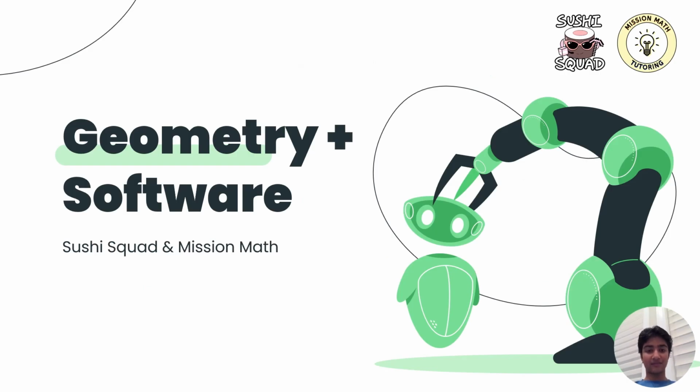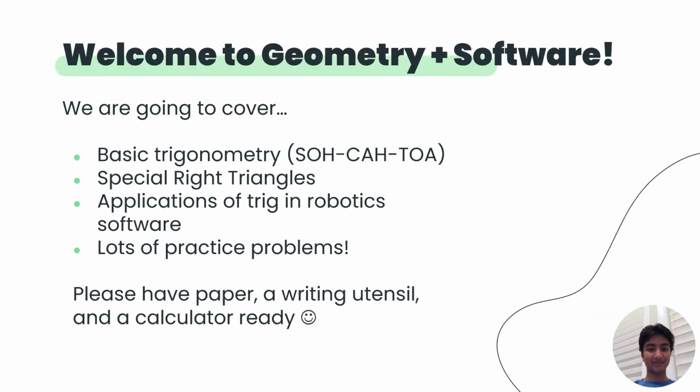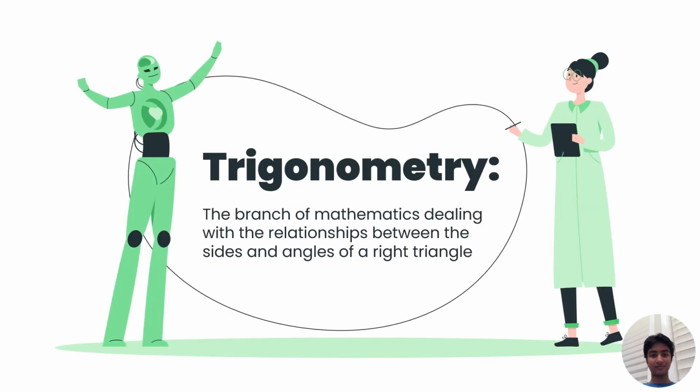So let's get started. The applications of geometry and software in robotics. Okay, so welcome. We are going to cover basic geometry, SOHCAHTOA, which I'm going to review, special right triangles, applications of trig in robotic software, and a bunch of practice problems. So have paper, a writing utensil like a pen or pencil, and a calculator ready.